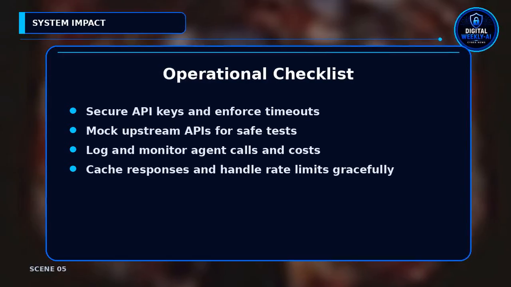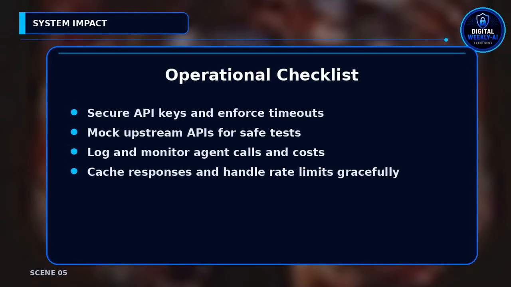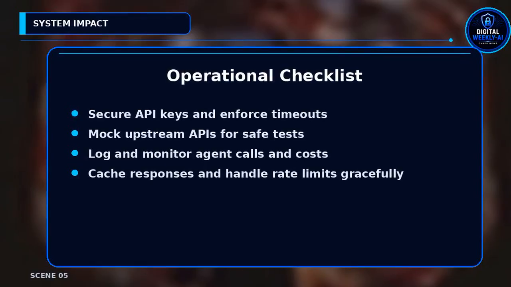Integrating external APIs into agent workflows changes operations. Practical checklist. Secure keys and environment variables. Implement timeouts, retries, and logging for agent calls. Cache safe responses and test with mock APIs. Monitor usage and costs and handle rate limits. Expect agents to call 10 or more APIs in standard workflows.